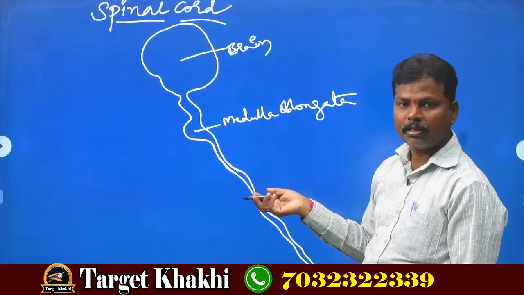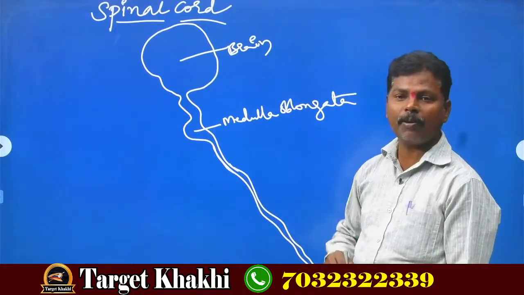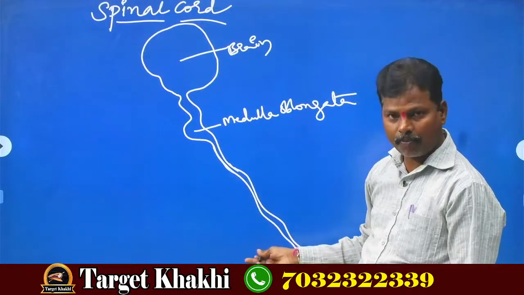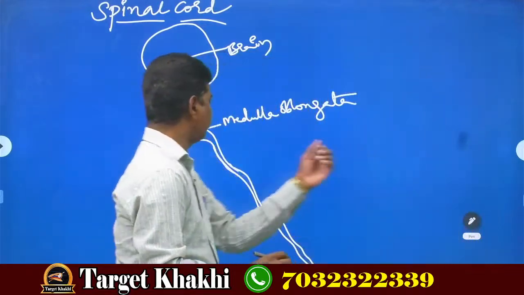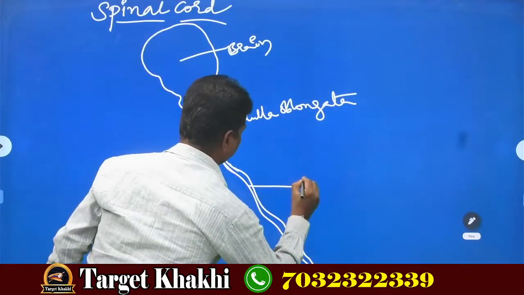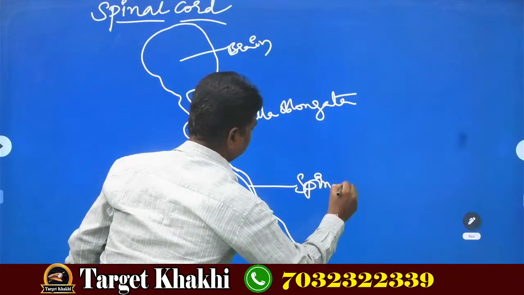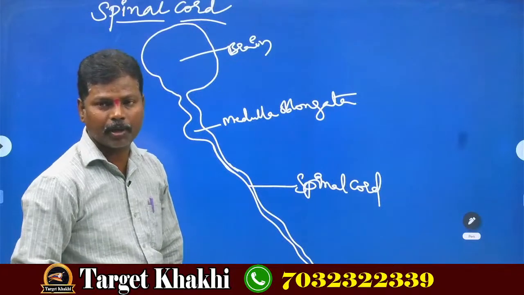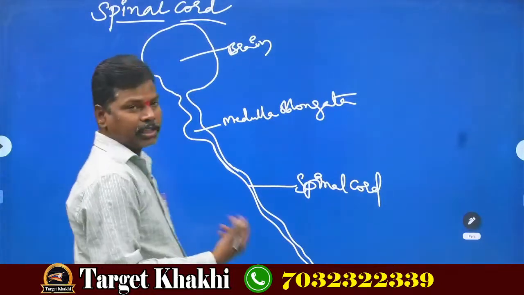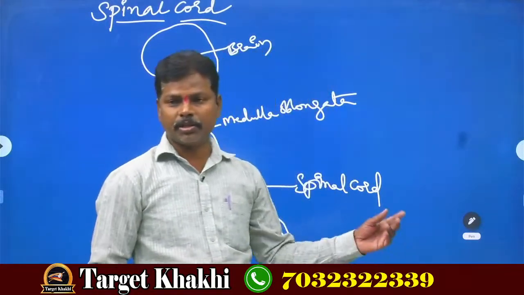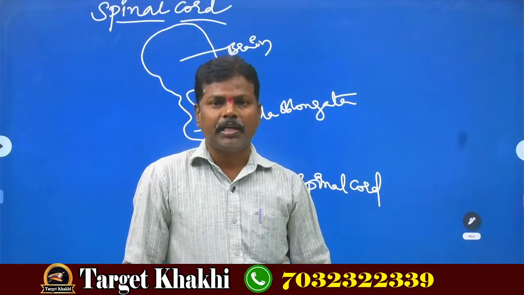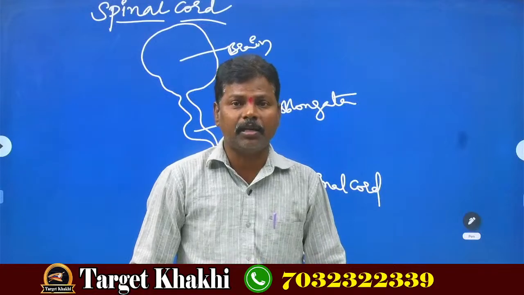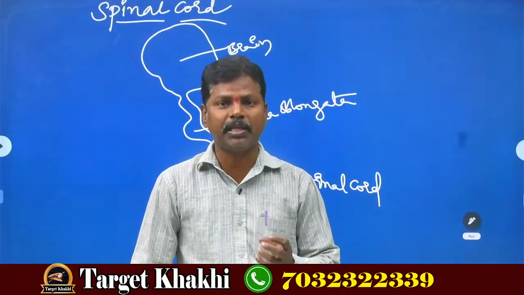What is that again? It is the extension of the medulla oblongata. The spinal cord is the extension of the medulla oblongata. So, what are its functions actually? I just told you the structure. What is its structure? A long thread-like or tube-like structure, having a cylindrical shape.